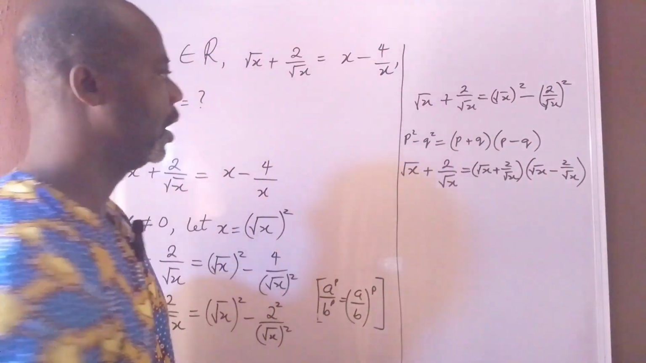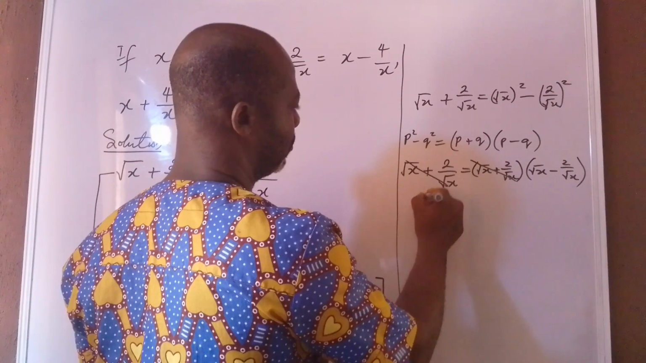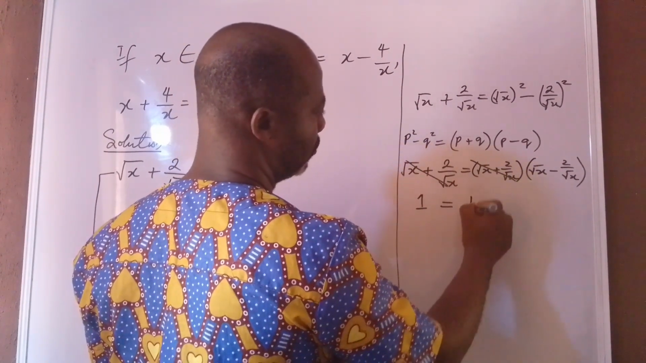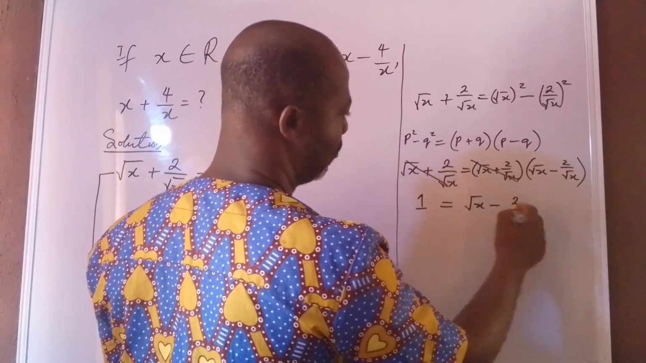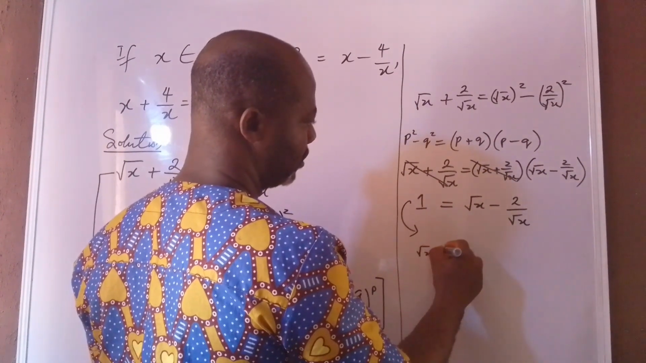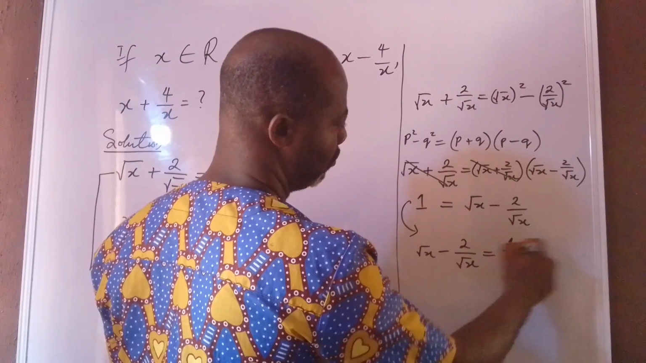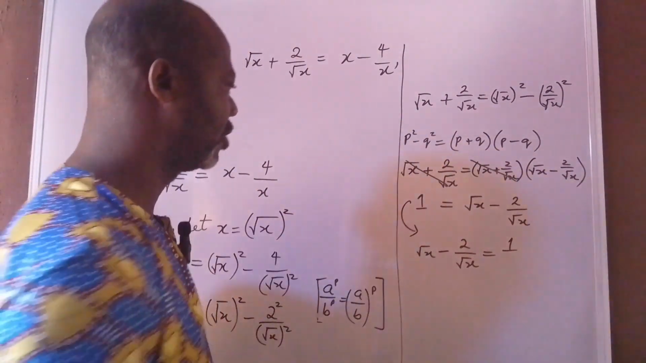So you can see that this and this can cancel out. We cancel out, and then we have 1 equal to square root of x minus 2 over square root of x. So I'm going to rewrite this to give square root of x minus 2 over square root of x equal to 1. Now I'm going to take the square of both sides.